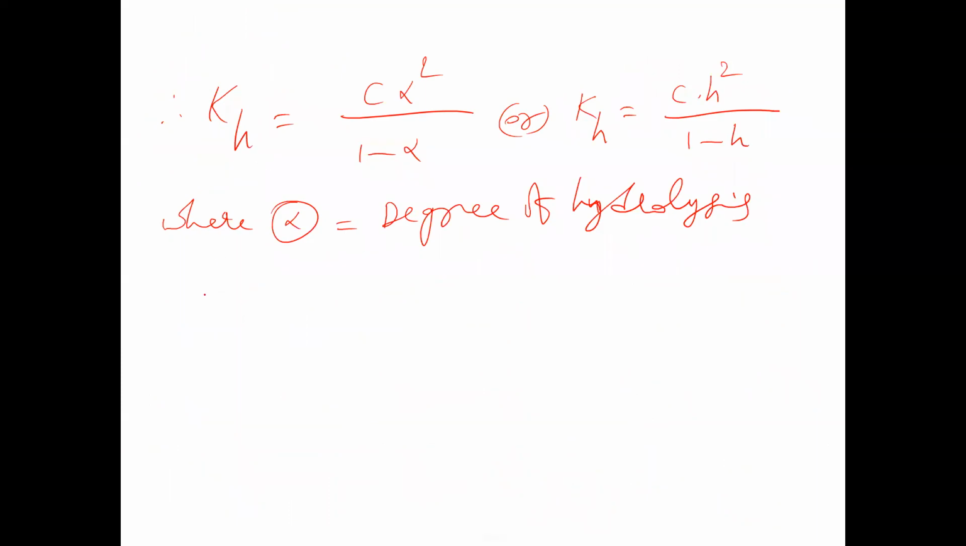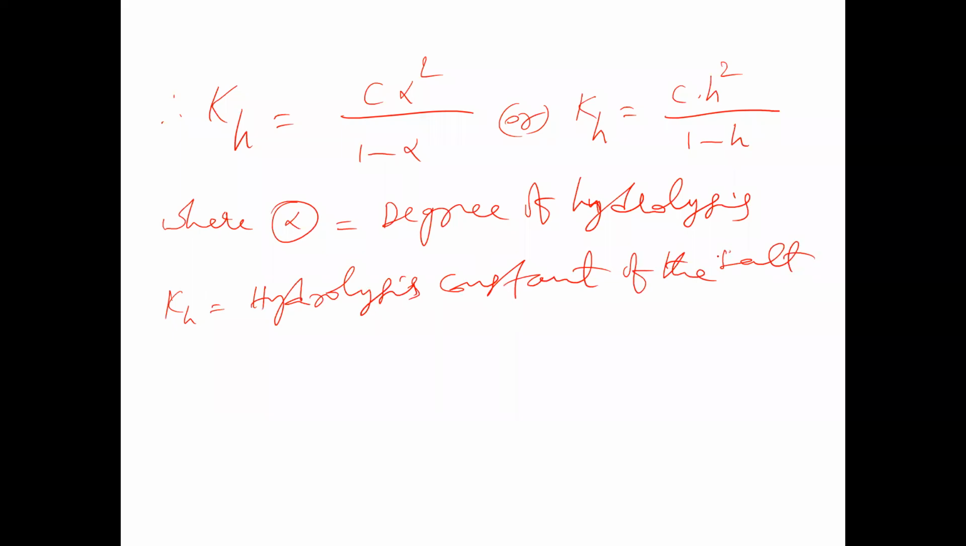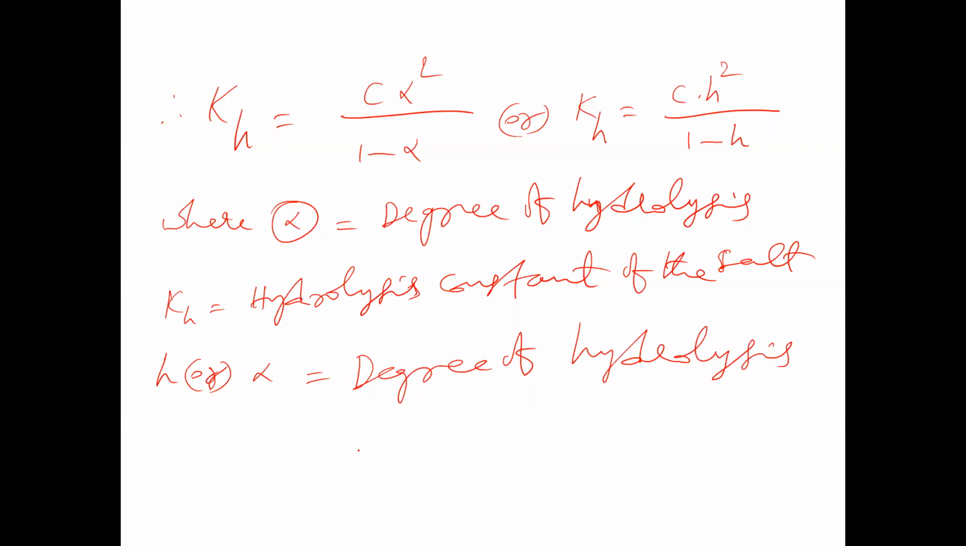Okay, it is one now. Tell me what is KH here? Hydrolysis constant of the salt. Now tell me what is H, otherwise alpha. H we can take or alpha we can take. What is this called? Degree of hydrolysis. And what is C here?